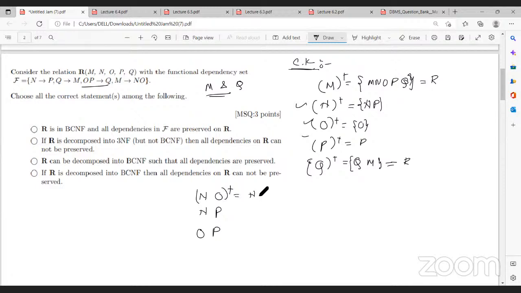From N, I will get P. O will be there. From OP, I will get Q. And if I get Q, it will give me all the relations in R, right? Just take the closure of NP, what will I get?